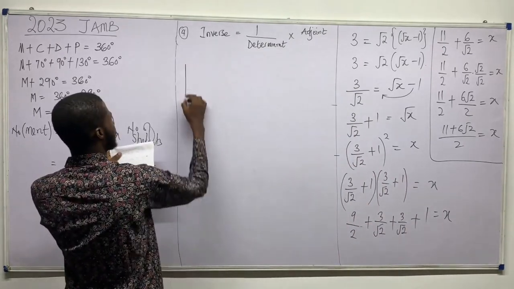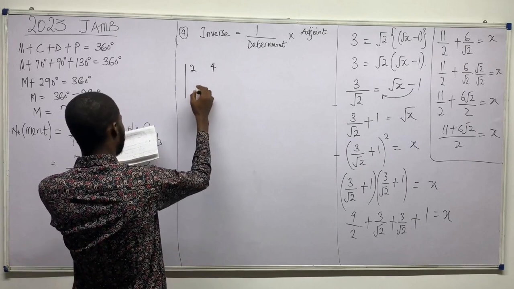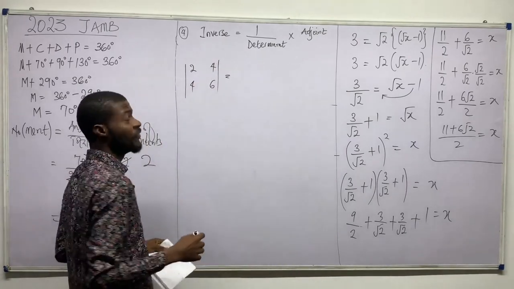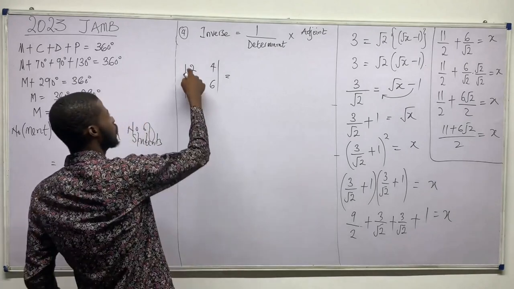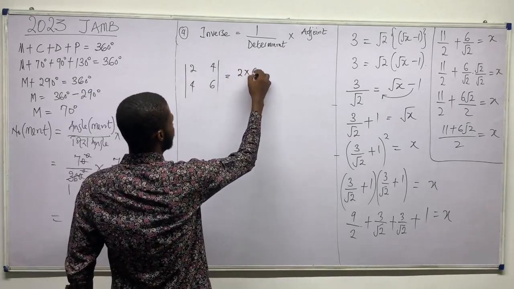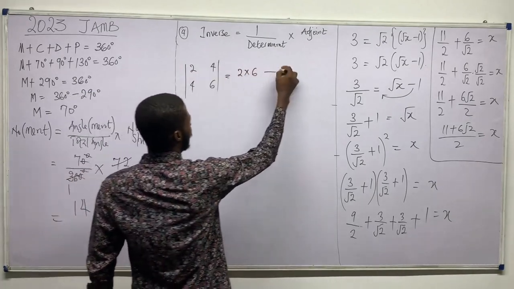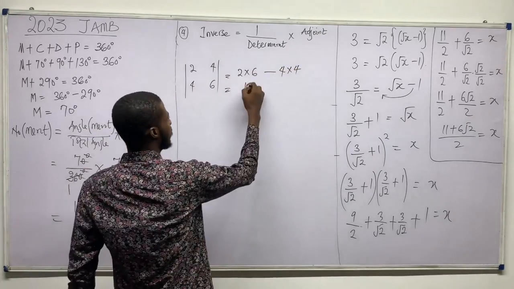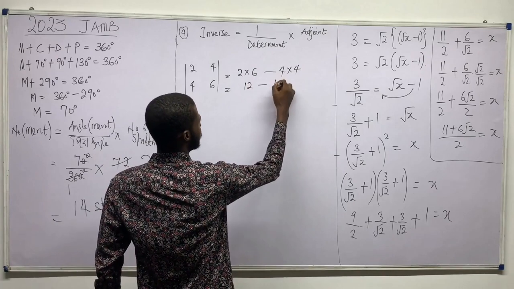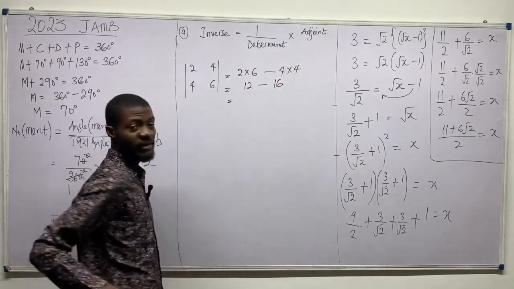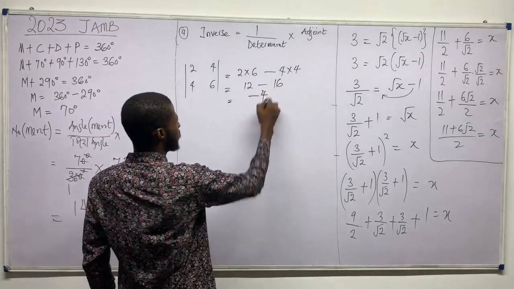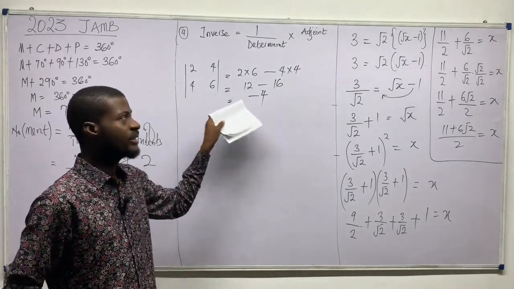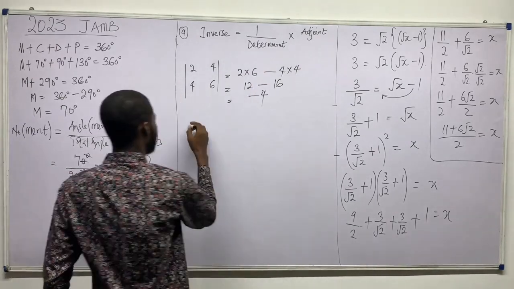Now, what is the determinant of 2, 4, 4, 6? How do we find the determinant of a 2 by 2 matrix? We say 2 times 6 minus 4 times 4. 2 times 6 is 12, minus 4 times 4 is 16. 12 take away 16 is minus 4. So this is your determinant.